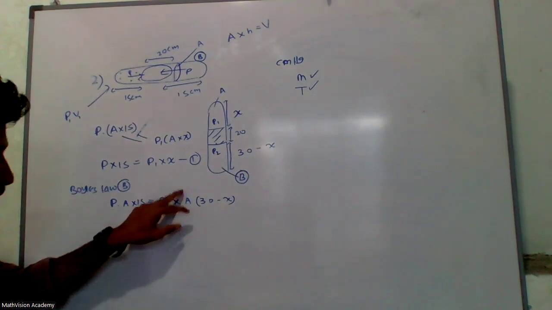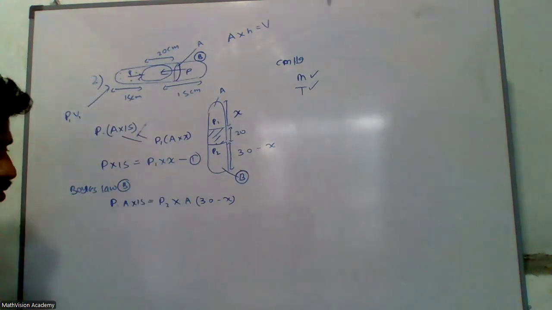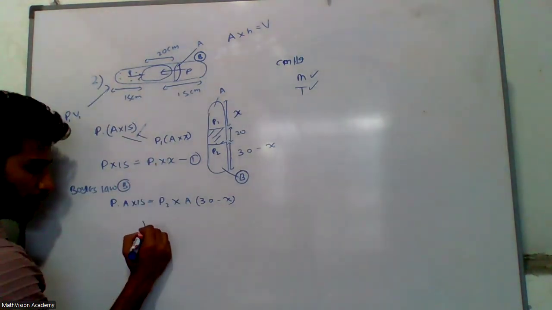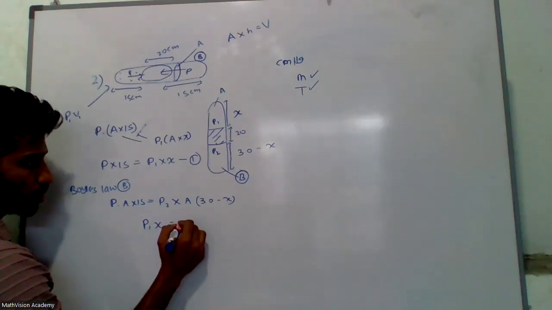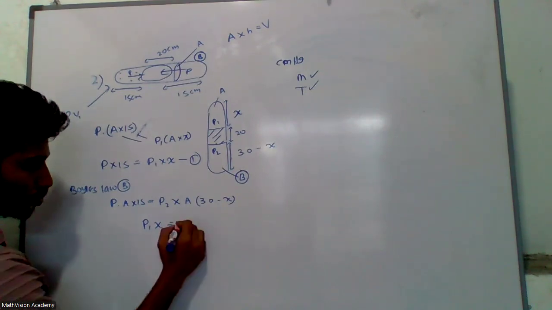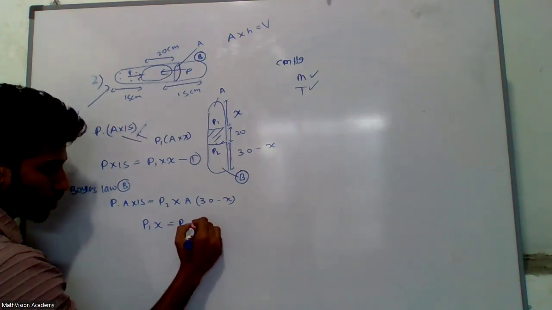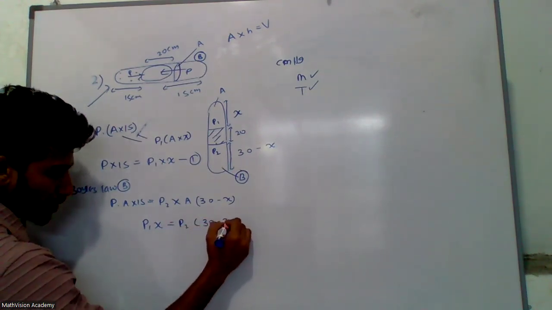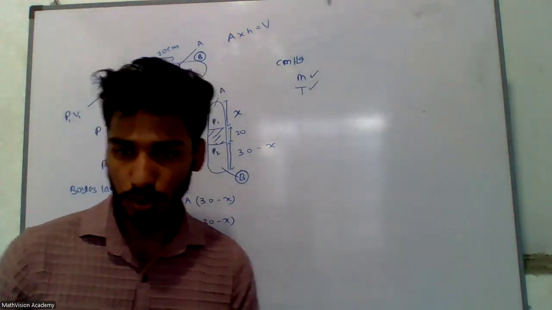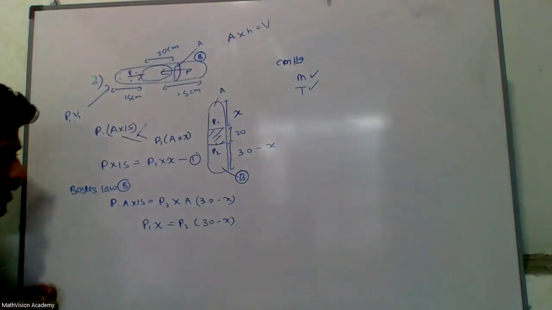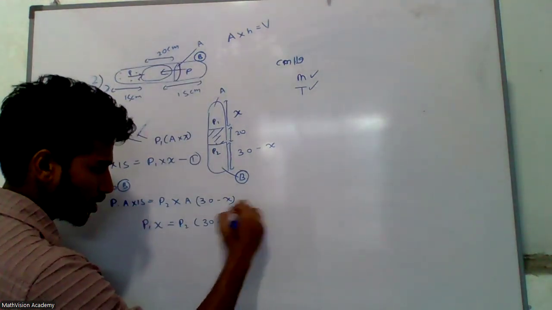So I can equate these two answers now, right? I will have P1 into x is equal to P2 into 30 minus x. Area will cancel out. So I am just adding up things, okay, since we have to discuss more questions. So we are getting our equation number 1.